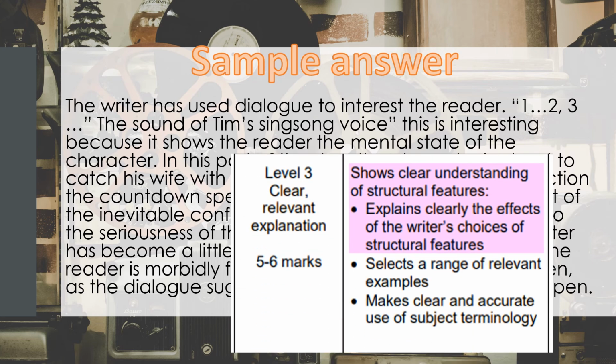Okay, and here I'd probably give myself about a level 3, because I'd say it's a clear, relevant explanation. It explains clearly the effects of the writer's choice of structural features. I haven't quite used a range of relevant examples, but that's where I would possibly include a smaller quote of the foreshadowing, and I've used clear and accurate subject terminology. So I'd say that's at least 5 out of 8 marks, which is what you need to be averaging if you want to get a pass. But I think you should always try to develop past just a pass mark, because you never know what slip you might make in the exam.